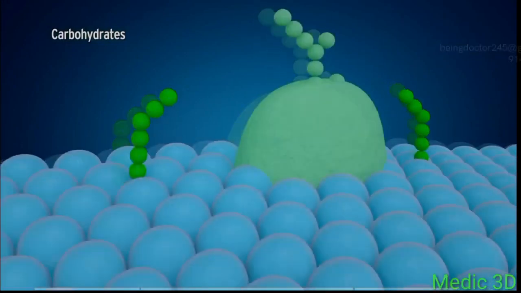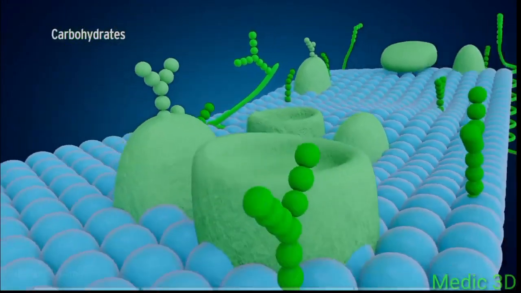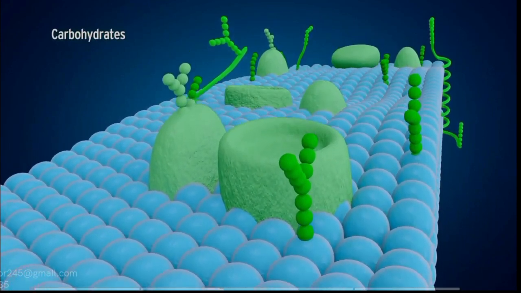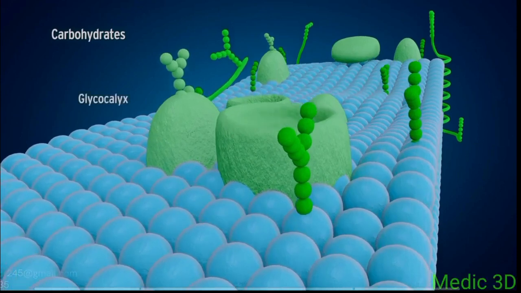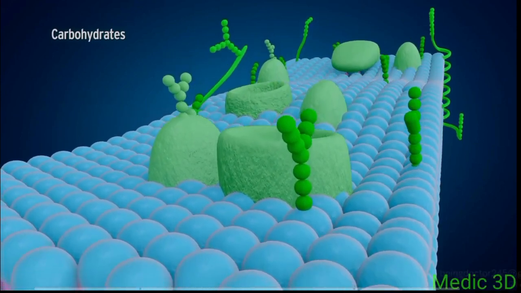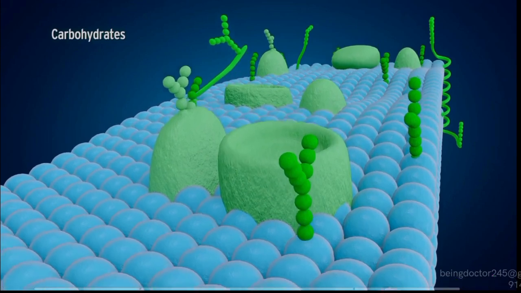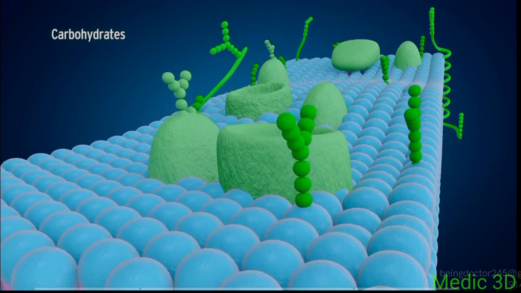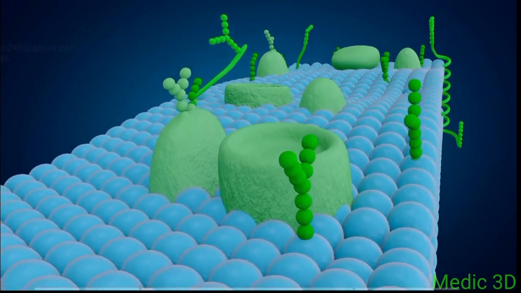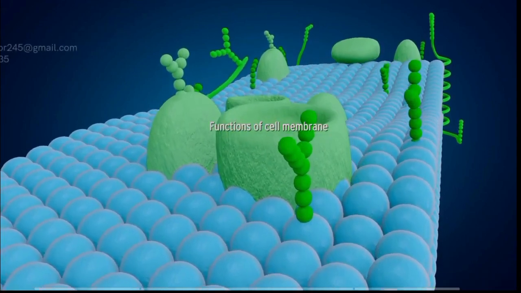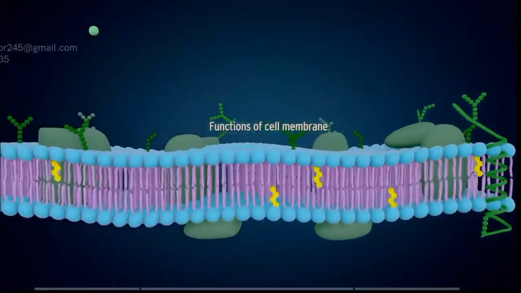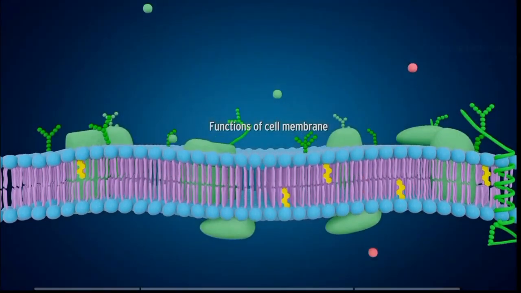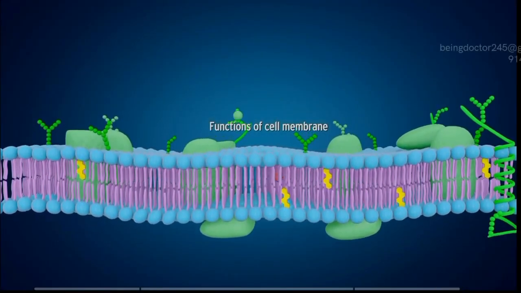The entire surface of the cell membrane is covered by a thin and loose covering of carbohydrate molecules, which is known as glycocalyx. The main function of these carbohydrates is to facilitate cell signaling or interaction and also provide protection for the cell membrane. Functions of cell membrane. The major functions of the cell membrane are to act as a physical barrier and to regulate the exchange of substances from its surrounding environment.